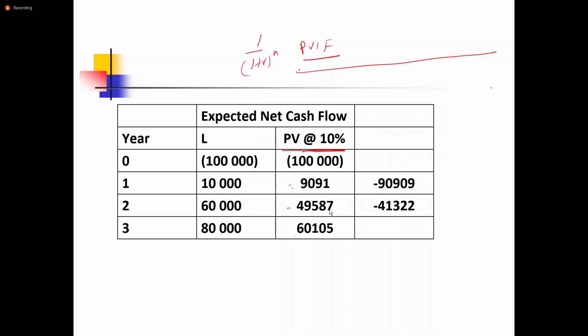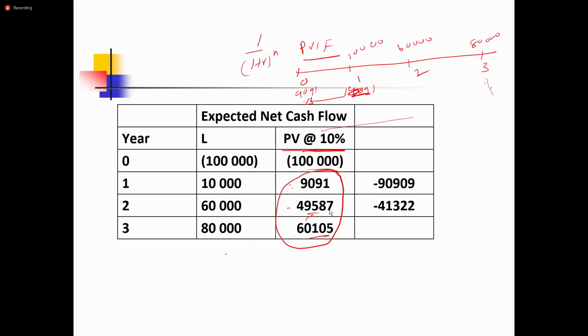Now if you draw the timeline here: 0, 1, 2, 3. The expected cash flow for year 1 is 10,000, year 2 is 60,000, and year 3 for the project L is 80,000. The time adjusted cash flow is 9,091. This is actually discounted to time 0. We discounted all cash flows to 0. This is also discounted to 0: 49,587. Year 3, non-discounted cash flow 80,000. Once you adjust this 80,000 for the time difference, that is 60,105.